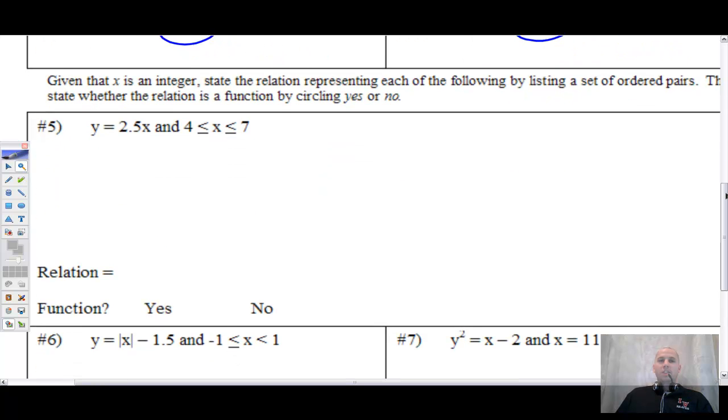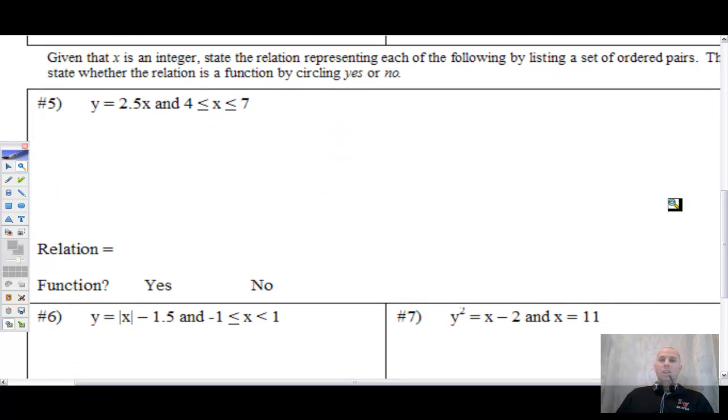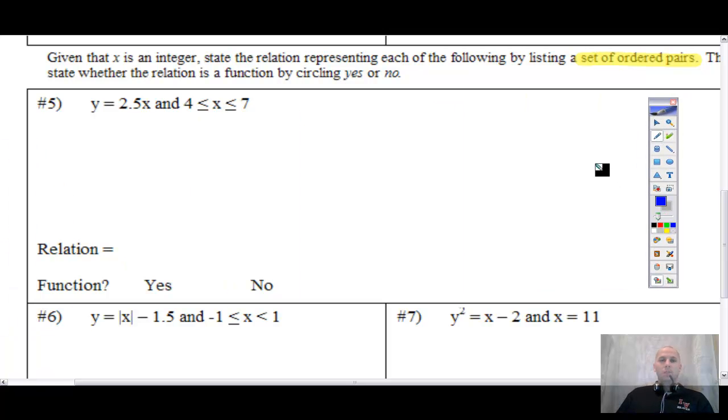Number 5, given that x is an integer, state the relation representing the function as a set of ordered pairs. My answer has got to be a set. Then state whether it is a function by circling yes or no. My domain for this is going to be 4, 5, 6, and 7, because those are the integers between and including 4 and 7.